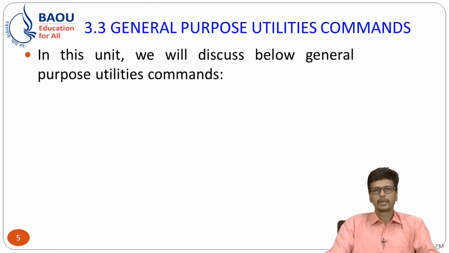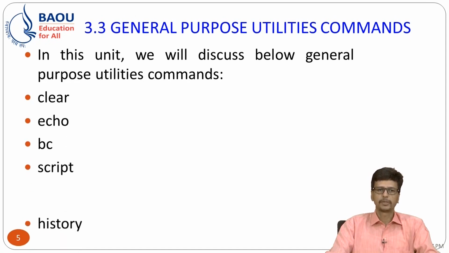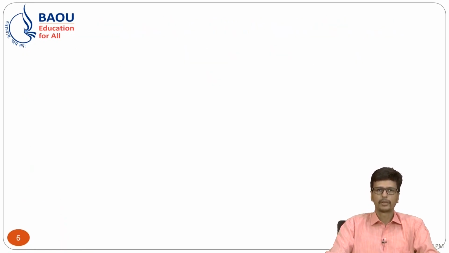So these are the general purpose utility commands, in which we are going to start with: clear command, echo command, bc command, script command and history command. These are the commands that we are going to discuss in today's session. Now we start with the first one, that is the clear command.